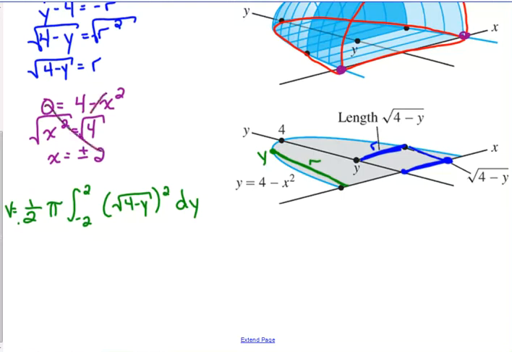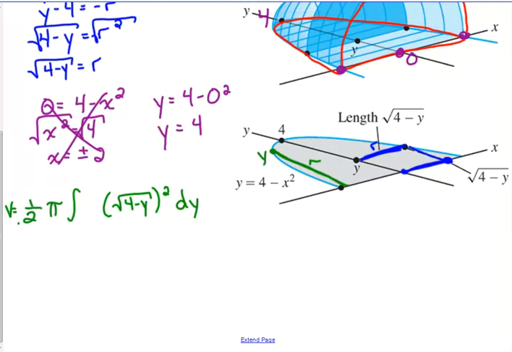I missed my limits. I messed my limits up. We've got to figure out where the x is 0. So y equals 4 minus 0 squared. So y equals 4. And we start obviously down here at the origin. We're going from 0 to 4. So let me fix my limit.